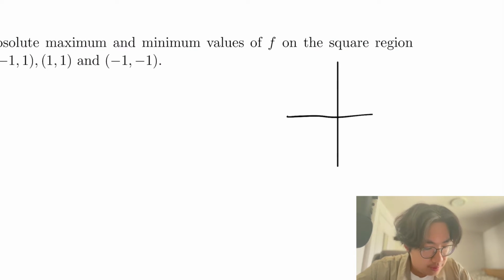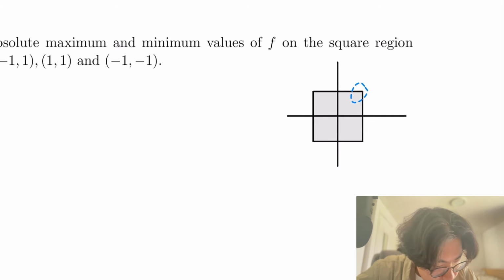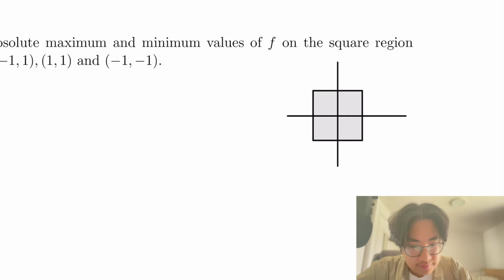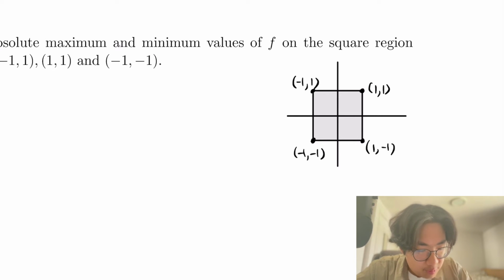So we'll do that over here on the side. We'll draw a roughly square region. Close enough. So in this case, we'll mark down all the corners over here, and then we'll label them with the corresponding vertices. So (1, 1), (1, -1), (-1, -1), and then (-1, 1).